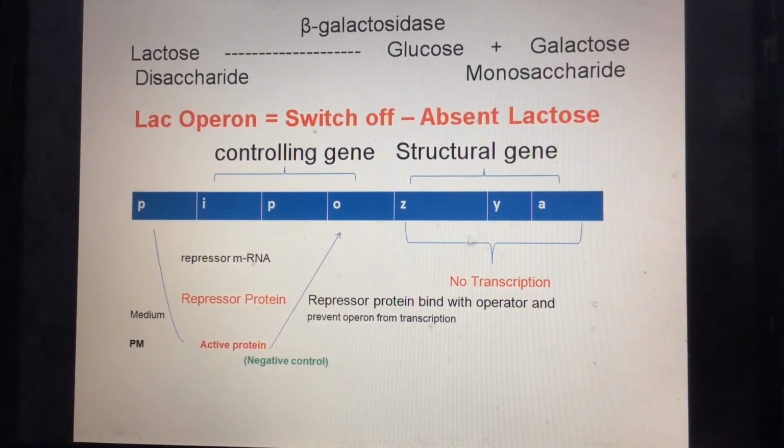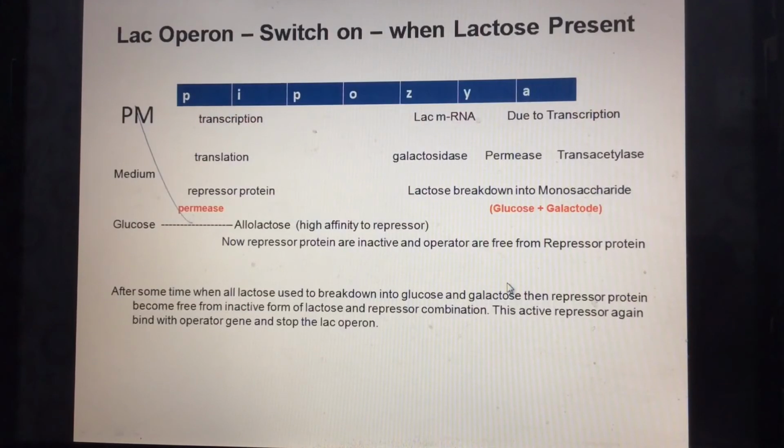If the repressor is bound to the operator, then the promoter cannot let RNA polymerase go through these regions. So the repressor binds with the operator and prevents the transcription pathway. There is no transcription because this protein is bound here. The RNA polymerase is not going to give a signal to this region, so there is no transcription and no translation.